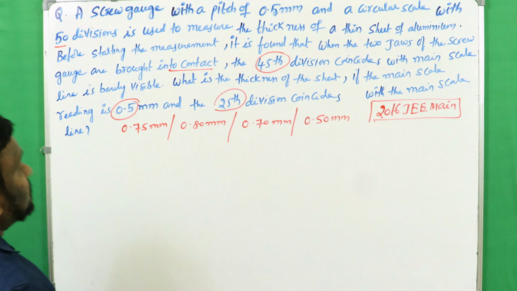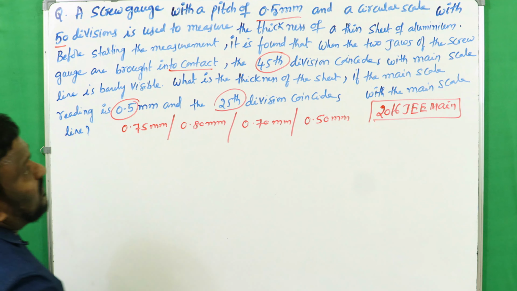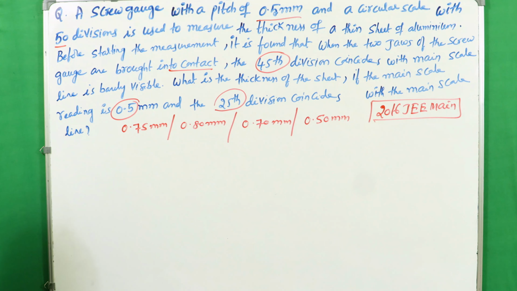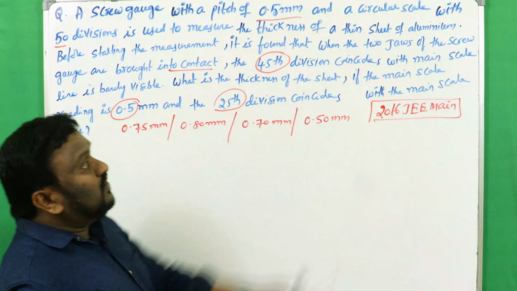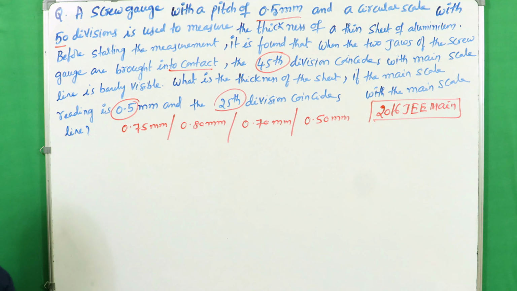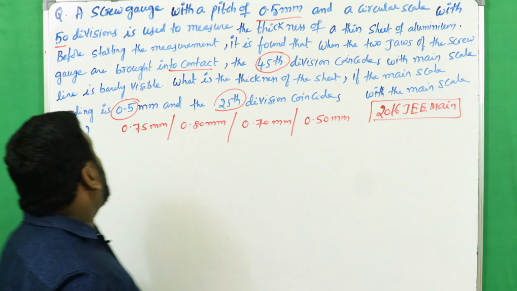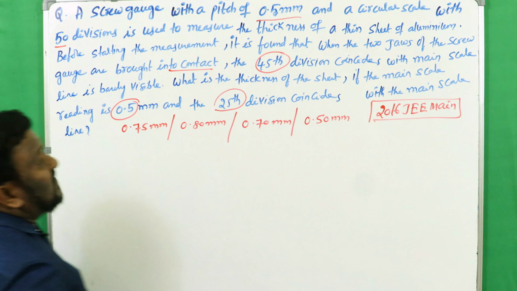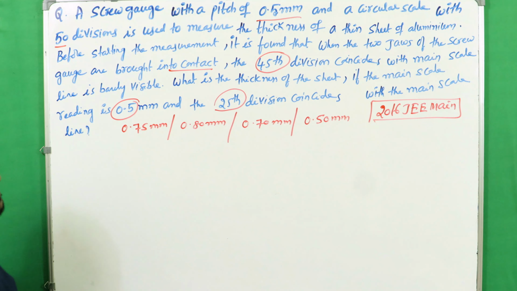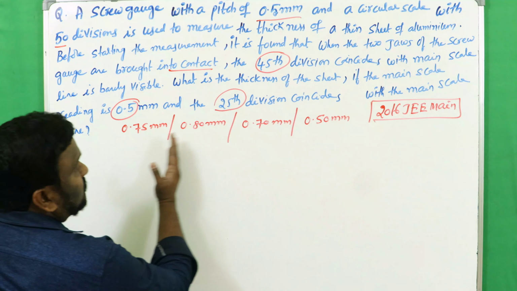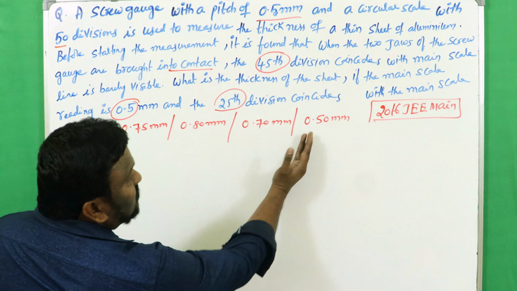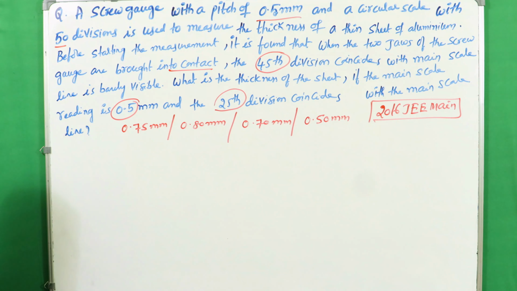One second, the question again. A screw gauge with a pitch of 0.5 millimeters and a circular scale with 50 divisions is used to measure the thickness of a thin sheet of aluminium. Before starting the measurement, it is found that when the two jaws of the screw gauge are brought into contact, the 45th division coincides with the main scale line, barely visible. What is the thickness of the sheet if the main scale reading is 0.5 millimeters and the 25th division coincides with the main scale line? The options given are 0.75, 0.80, 0.70, 0.50 millimeters.